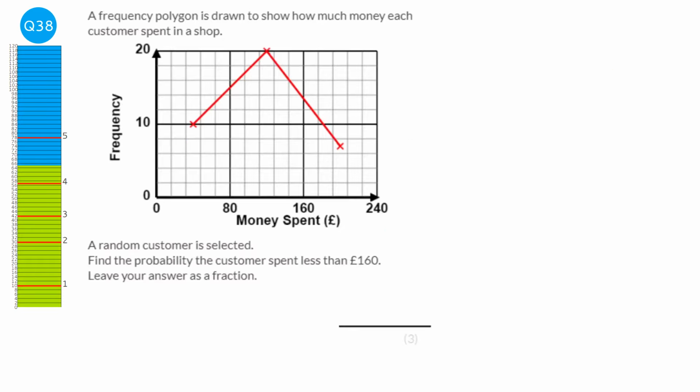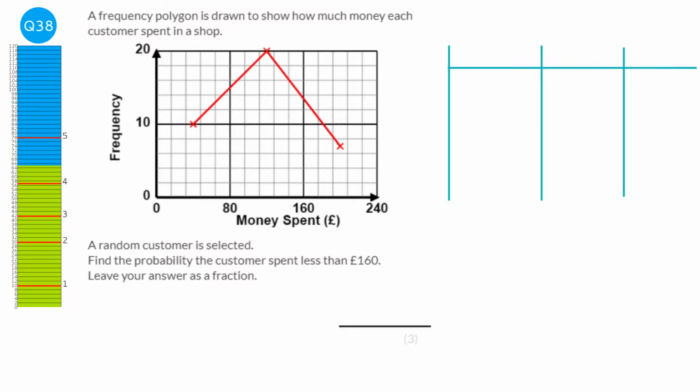So for this frequency polygon, what we've got to do is work backwards to work out what the table was that created it. So we're going to just draw a starting of a table, and we're going to have our midpoint first, then our money spent, our intervals, and then our frequency.